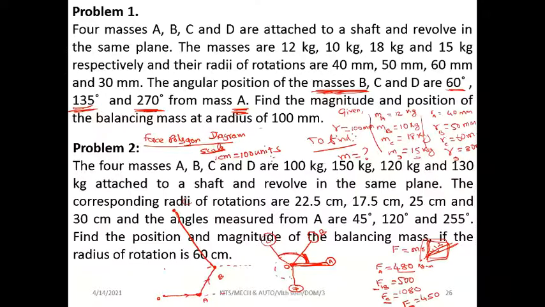Now what is the last one? D. We have to draw D. What is the value for FD? The value is 450. 450 means you have to draw 4.5 centimeter. How do you draw it? Vertically downward, that is 270 degree. Draw 4.5 vertically downward. It might come around this place, D.